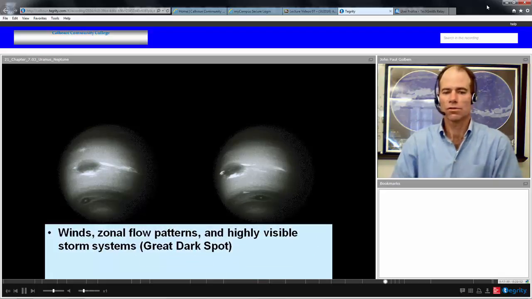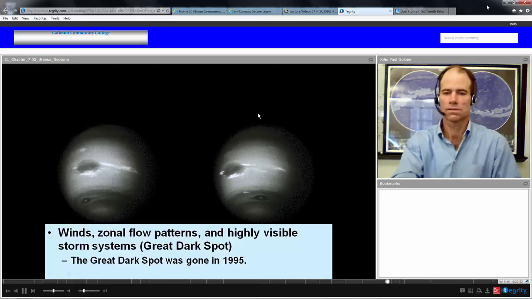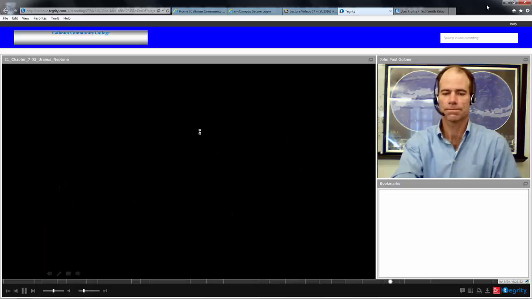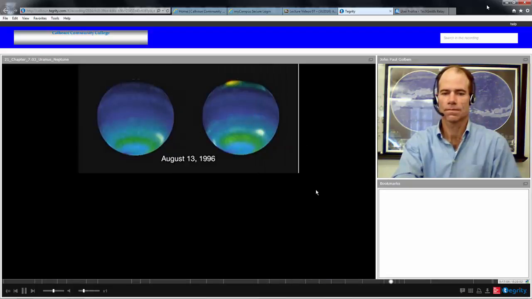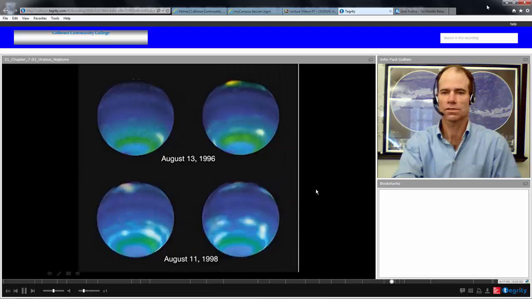There are wind zonal flow patterns and a highly visible storm system, the great dark spot, in these pictures. But the dark spot had disappeared in 1995 when the Hubble took pictures of Neptune. Here are the Hubble pictures, and the dark spot is gone.